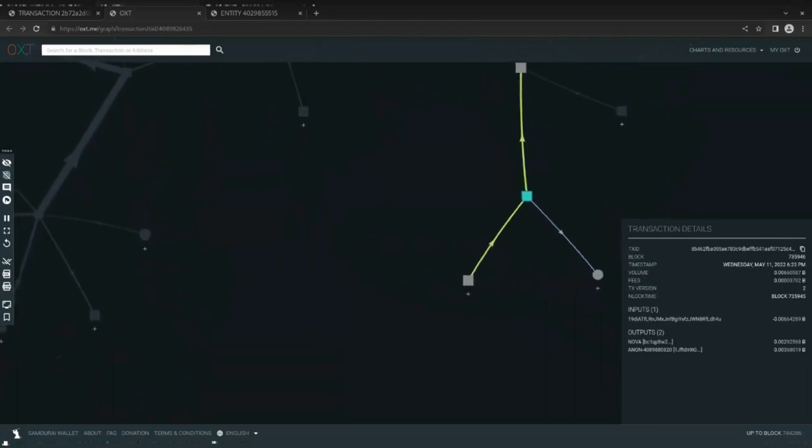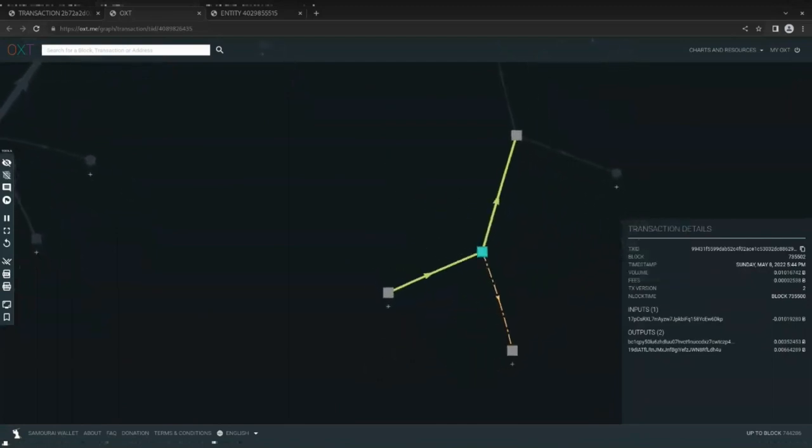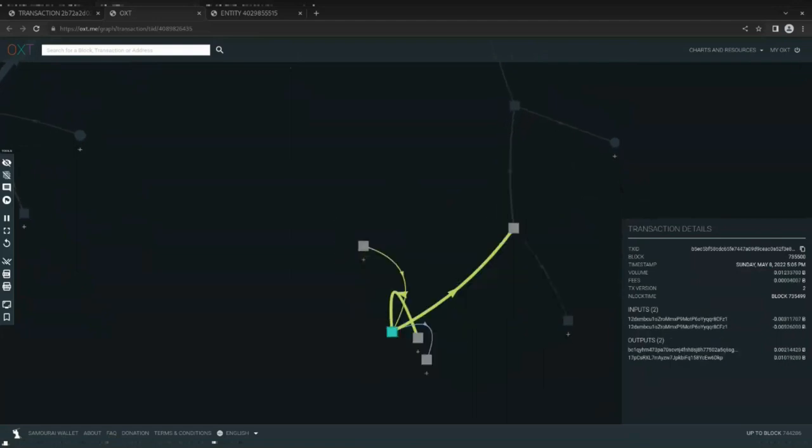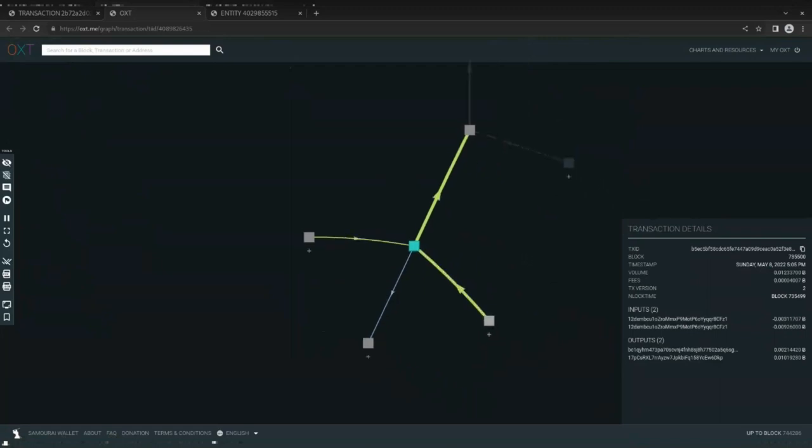So now we've got a transaction with a single input, which makes things a bit easier for us. All of these are still pay to public key hash inputs. All of these are still lock time equal to the block height in version 2. And we get to another reused address.